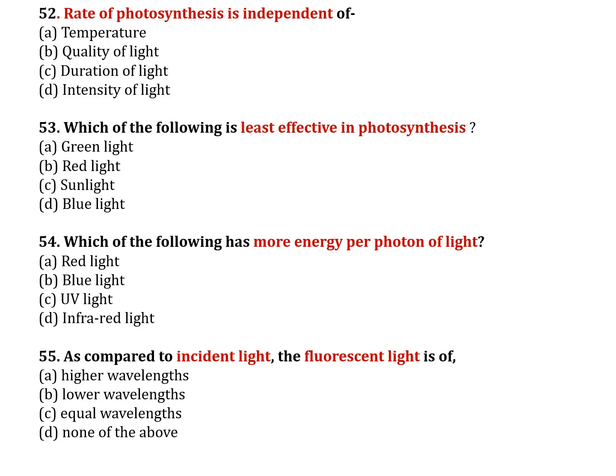The next question, number 52. Rate of photosynthesis is independent of: option A, temperature; option B, quality of light; option C, duration of light; option D, intensity of light. Correct answer is option C, duration of light.